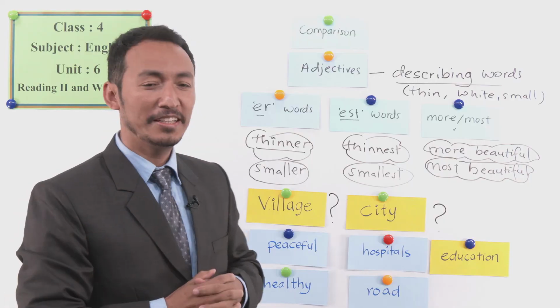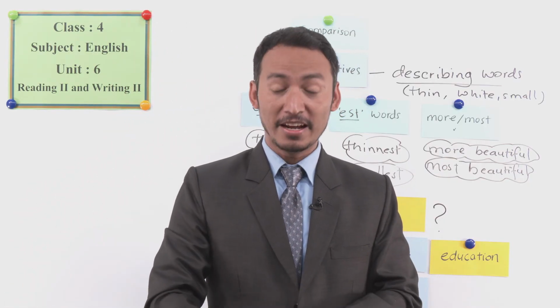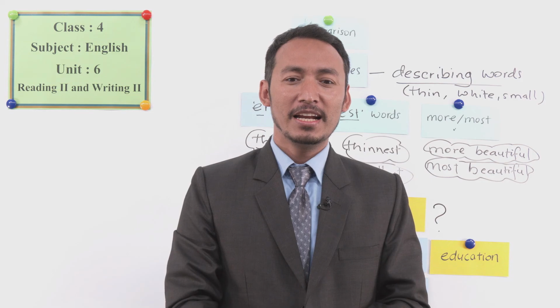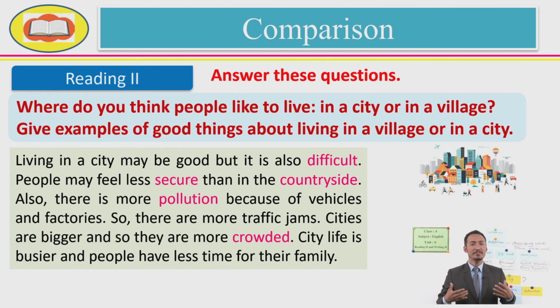Okay, so these are the things from our questions here in the beginning of the reading text. So let me show you now the reading text and let's read it aloud together. Okay, students, are you ready? Okay, let's start. Living in a city. Living in a city may be good, but it is also difficult. People may feel less secure than in the countryside.